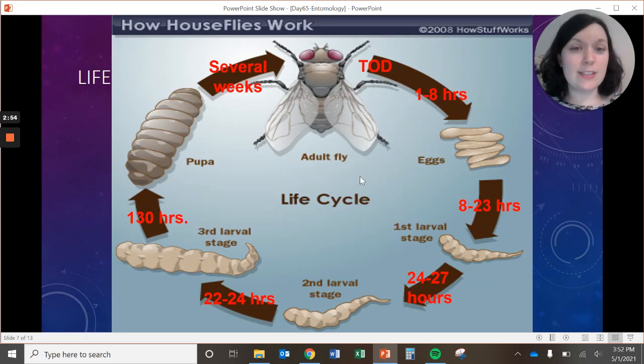Okay, so this is the life cycle again. If we have our time of death expected about the time the blowfly eggs are laid, about 1 to 8 hours, then we have our first larval stage, second larval stage, third larval stage, and then several weeks later we'll have flies.